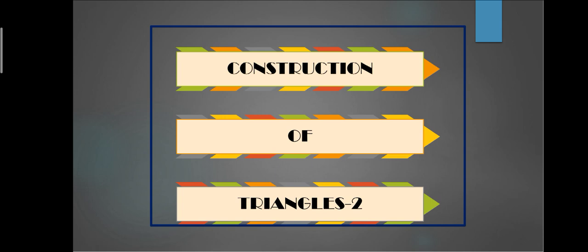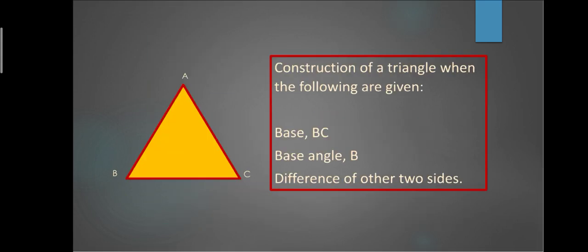Hello, today we are going to learn another type of construction of a triangle. Here, three things will be given: base BC, base angle B, and the difference of the other two sides.